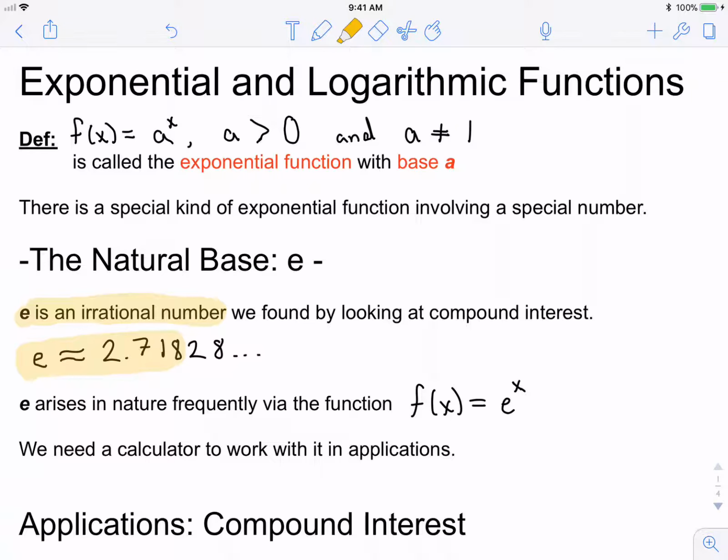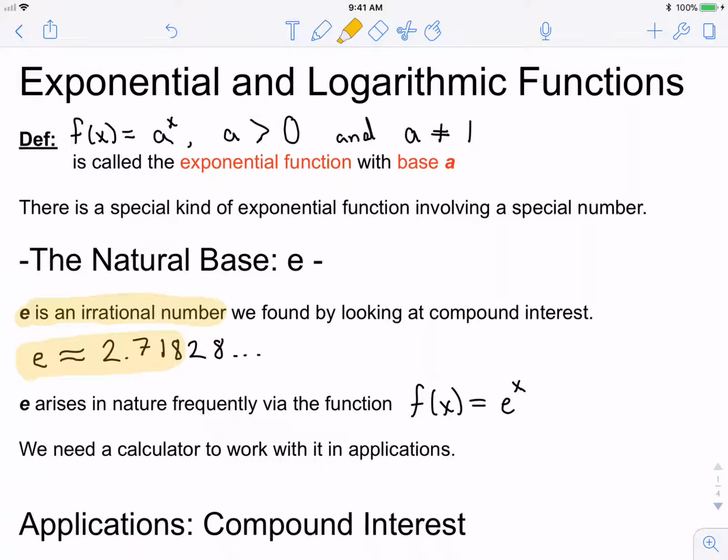E is a very nice number that arises in nature a lot when we look at exponential growth and exponential decay, population growth, population decay, and all sorts of things in between. The function is f of x is equal to e to the power x, and since it's an irrational number, we normally need a calculator or a computer to actually work with it.